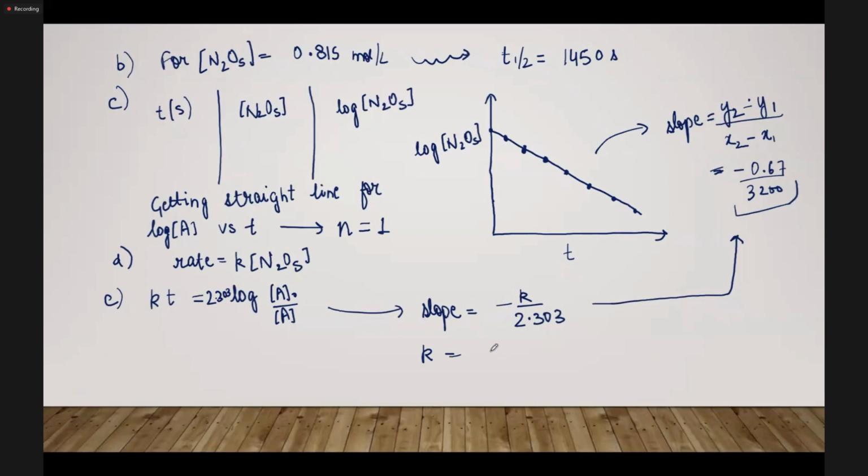So according to this whole calculation, k comes out to be 4.82 into 10 to the power minus 4 per second. The units are also matching because we are using the first order rate law. So here per second is coming.